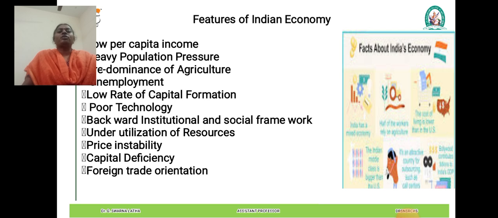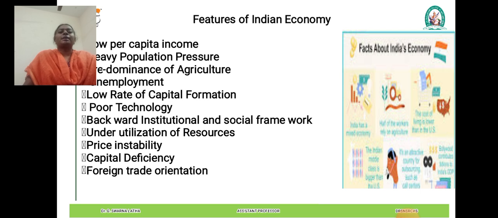Next one is poor technology. The low level of technology is a common factor in underdeveloped economies. Indian economy also suffers from this typical feature of technological backwardness. The techniques applied in agriculture, industries, milling and other economic fields are primitive in nature.